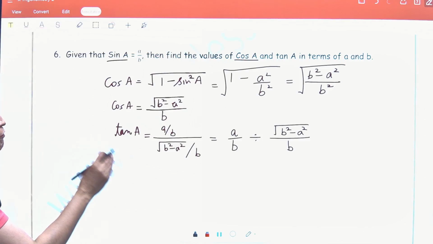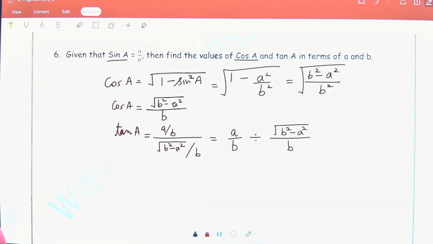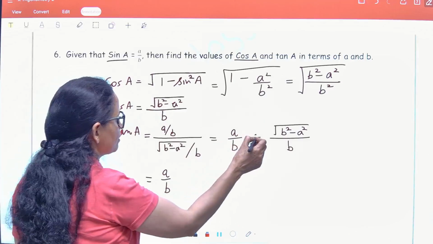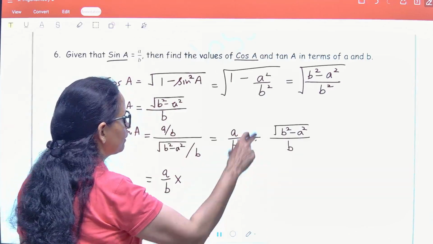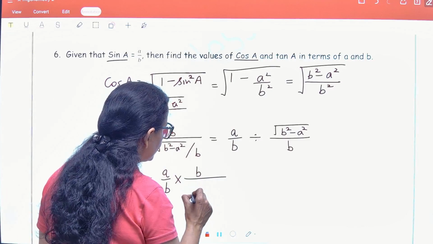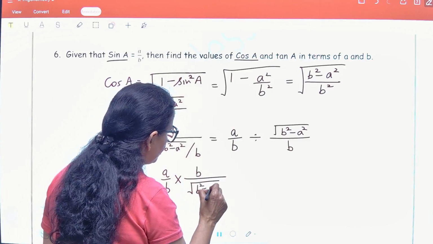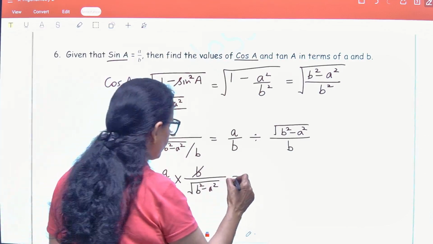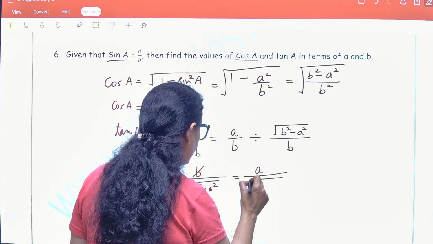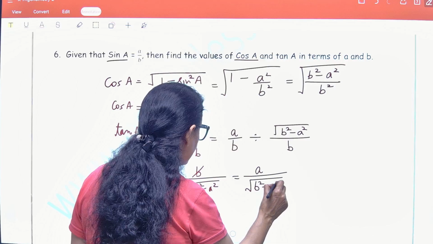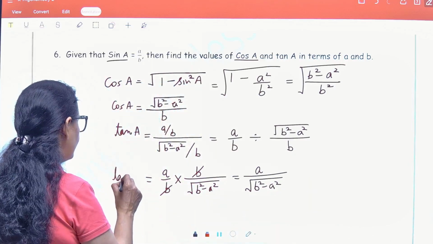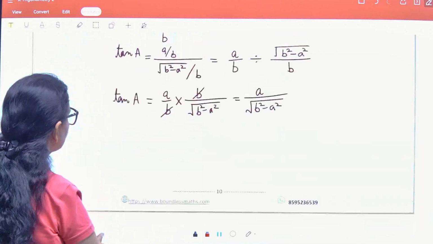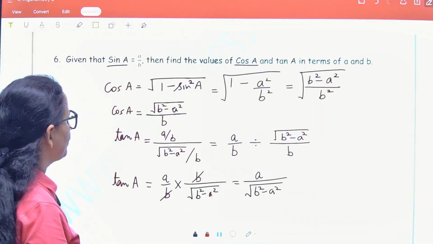Write the numerator divided by denominator and treat it like fractions. So first fraction remains as it is, divide changes to multiply, and then you use reciprocal of the denominator or the second fraction. Please don't skip this step and don't make mistakes here. B gets cancelled, so that means the answer is a upon square root of b square minus a square. So this is the value of tan A. Right? So I hope you understood this question.